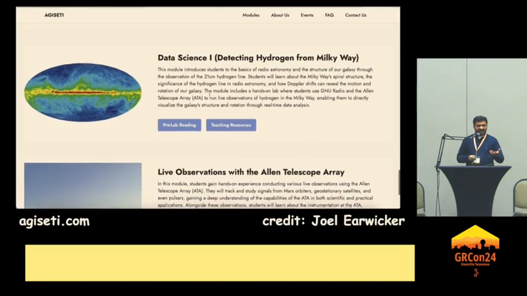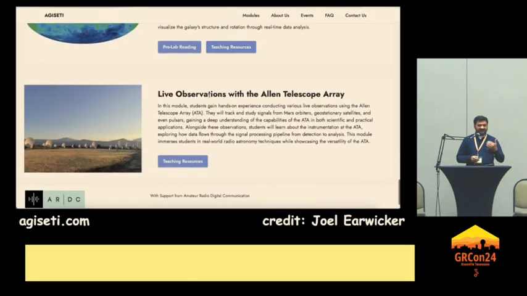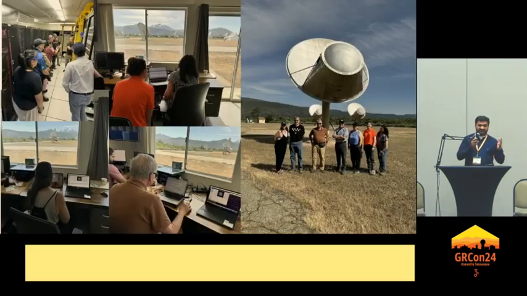The most important thing that we are really proud of is that we are also able to give these community colleges access to our telescope. We have the Allen Telescope Array, and we are able to provide direct access to a lot of these community colleges to come out to the site and conduct observations.